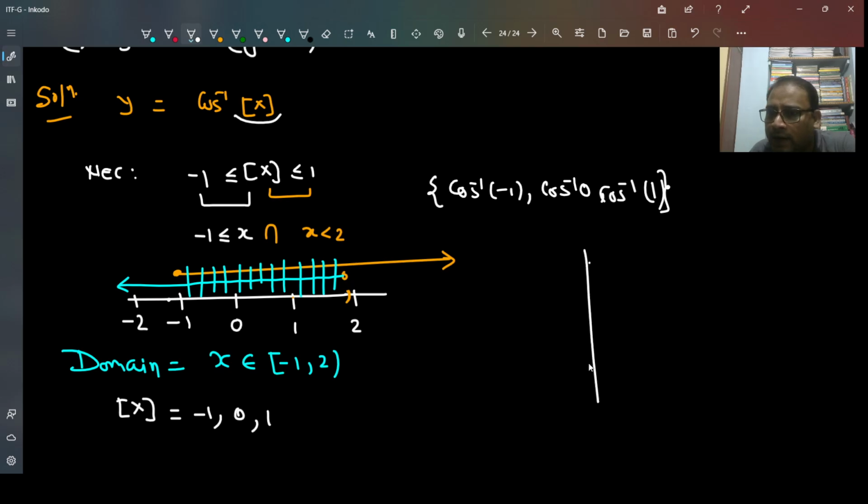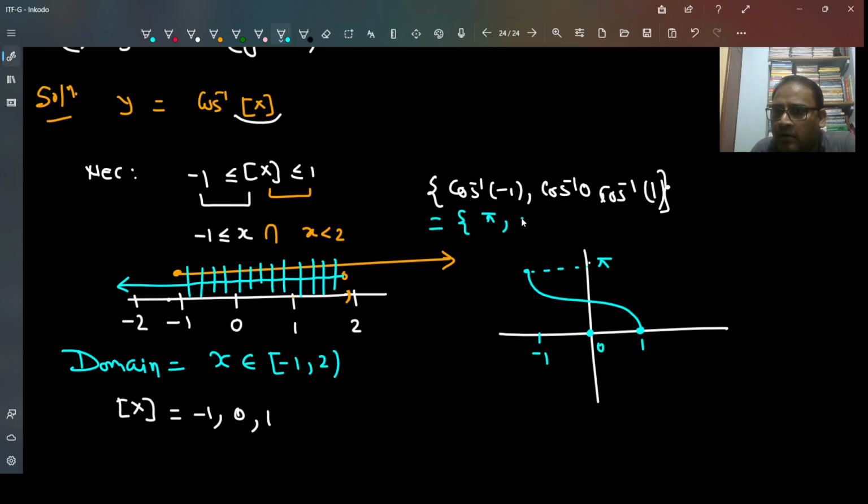If you look at the graph of cos inverse x, what will we notice? When we give the input -1, the output will be pi. When we give 0, the output will be pi by 2, not 0. And when we give 1 as input, the output is 0. So from here we get pi, pi by 2 and 0. So this will be the range. I think it is clear to all of you. So this is the range of this function. The range contains these.